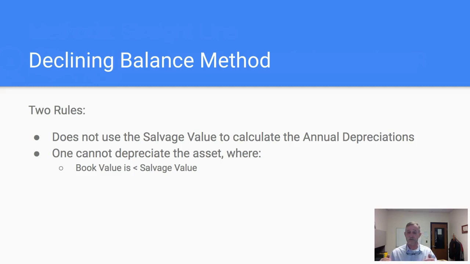So we're going to deplete down to the salvage value. That is the lowest value the book value can fall to, is the salvage. Okay? It can't go below that. Quote, emphasis.